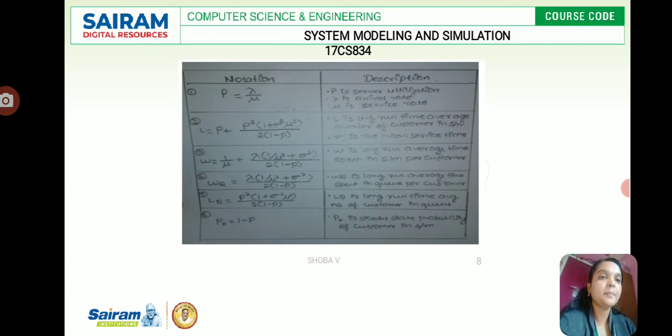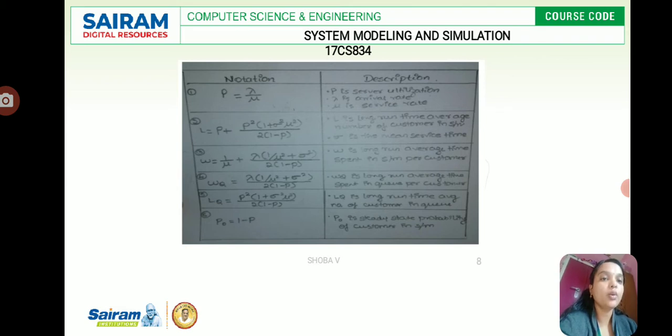Now we will see, if there is a server utilization, then P is equal to lambda by mu, where lambda is the arrival rate and mu is the service rate. And if L is the long-run time average number of customers in the system, then L is equal to P plus P squared of 1 plus sigma squared mu squared, divided by 2 into 1 minus P. If you are going for a long-run average, then we can use this formula. And for the long-run average time spent in the system per customer, we can use W is equal to 1 by mu plus lambda of 1 by mu squared plus sigma squared, divided by 2 into 1 minus P.